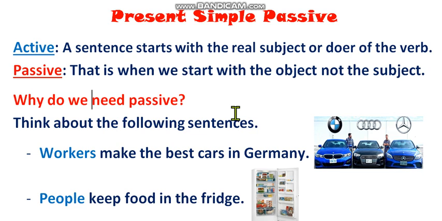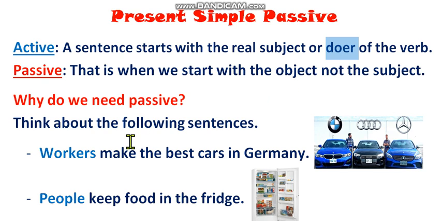Hi everybody. Today we're going to talk about the present simple passive. The active is the sentence that starts with the real subject or the doer of the verb. Passive is when we start with the object, not the subject. So why do we need that? Why do we need the passive form? Why do we need to start with the object?